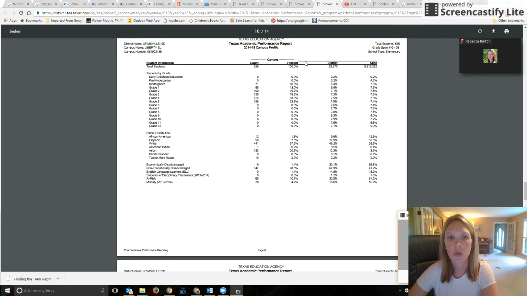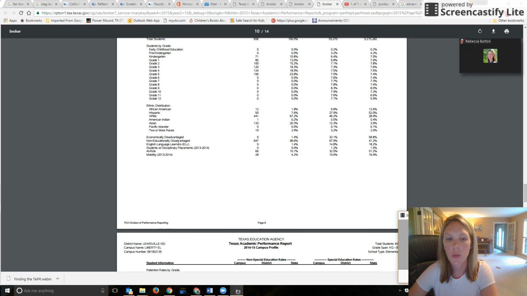If we scroll further, we see students by grade, so it'll tell you how many students by campus, district, and state, and what percentages we have as far as grade level goes. We also see the ethnic distribution. So we notice that statewide we have 12% African American, 52% Hispanic, and 28% white. And you can see how that compares with the district and with the specific campus level.